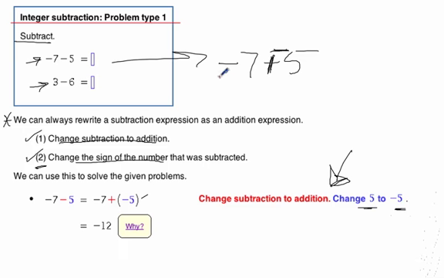Now what do we have? We have -7 plus -5. Those are both negative, so they're the same sign with a plus sign. So we just add their values and then the sign's negative.